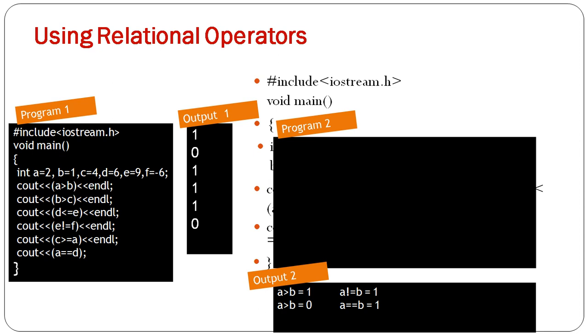Next, D less than equal to E. The value of D is 6, value of E is 9. So 6 is less than equal to 9, which is true. So output is 1. Next, the value of E is 9, F is minus 6. So 9 not equal to minus 6. This is also true, so it returns 1. Next, C is 4, which is greater than equal to 2. This is also true, so it returns 1. Then A equal to D. The value of A is 2, D is 6, but they are not equal, so it returns 0.